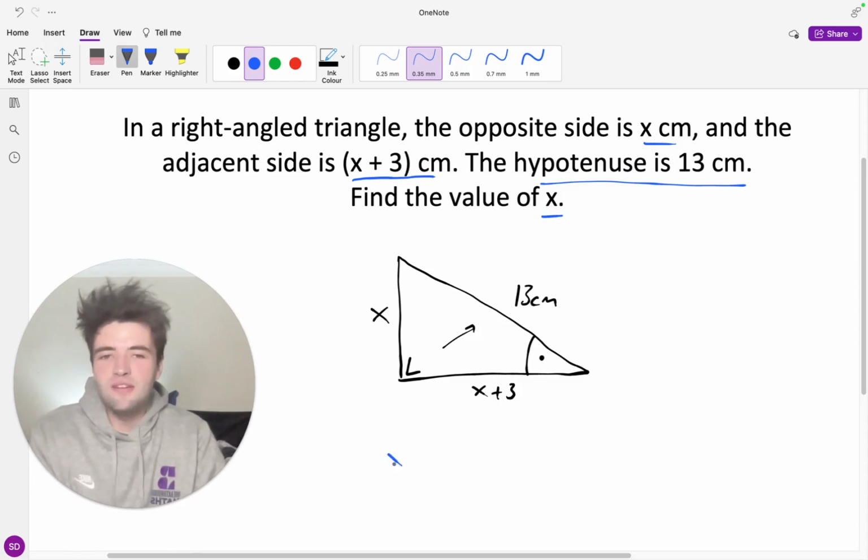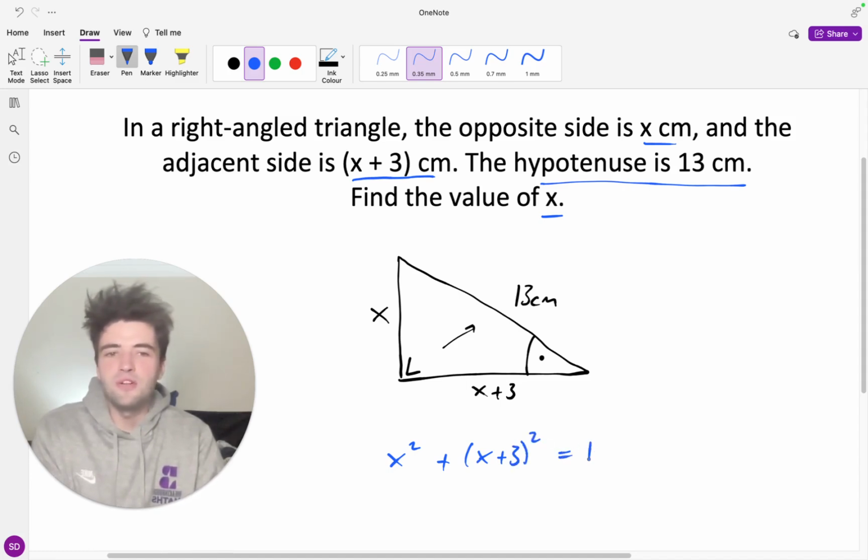And so as always with Pythagoras' theorem, we want to square the smaller two sides. So we're going to have x squared, and just be careful with your x plus 3 because we need to square all of it. So we are going to be expanding that bracket there in a second. And this is going to be equal to 13 squared. So our hypotenuse to be squared on the right hand side.